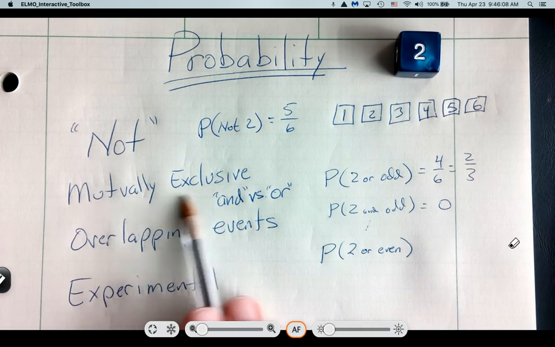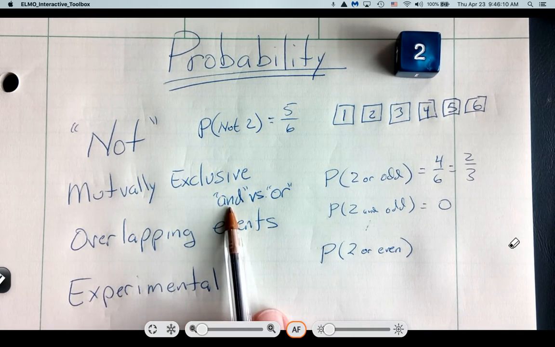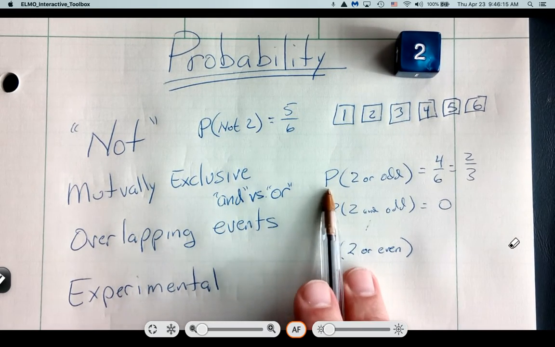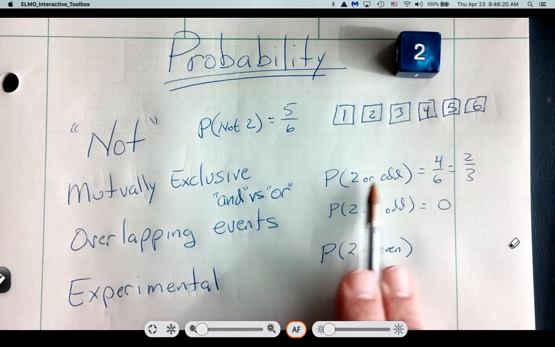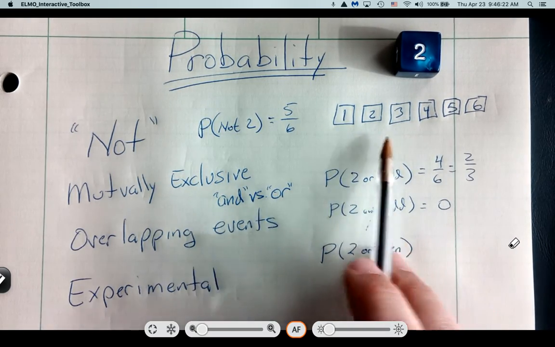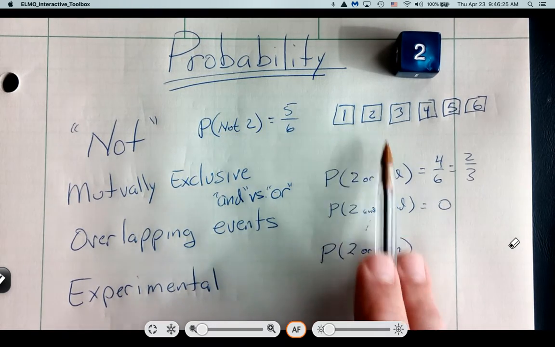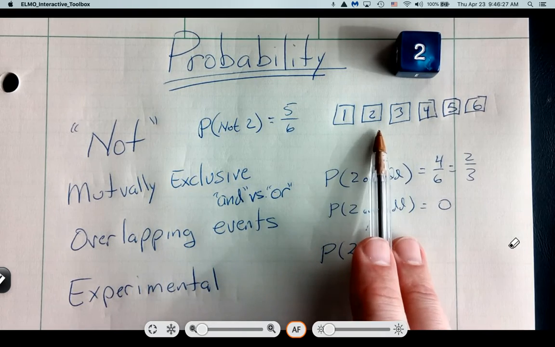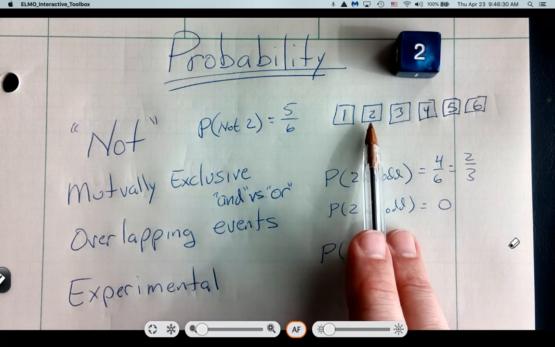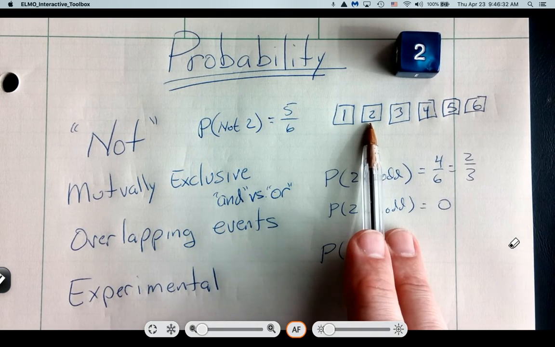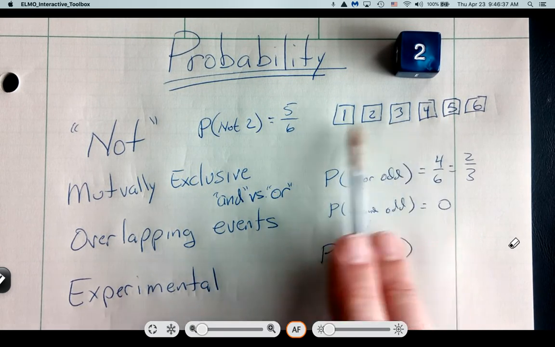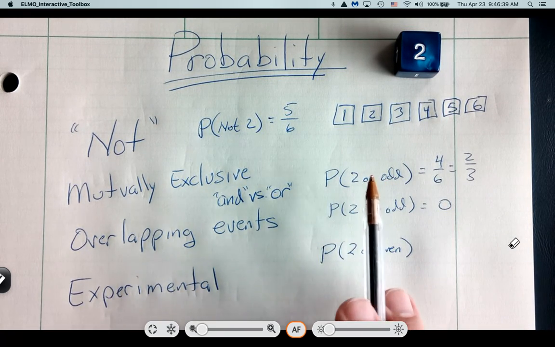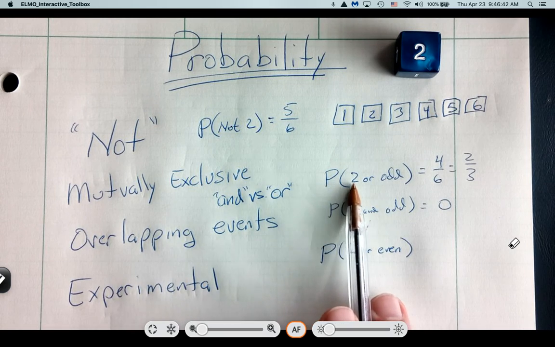A lot of times mutually exclusive comes about by using the words and versus the words or. So again, let's say I wanted the probability of 2 or an odd. Well, rolling a 2 versus rolling an odd, they're called mutually exclusive. The reason they're mutually exclusive is because a 2 is not an odd, and an odd number can't be 2. So it's either one or the other.